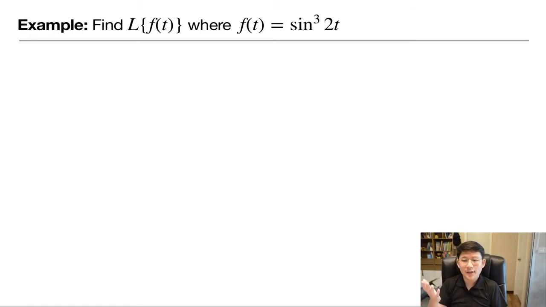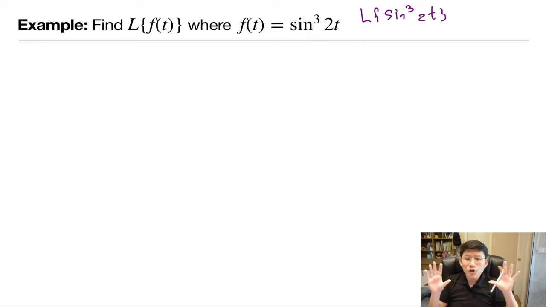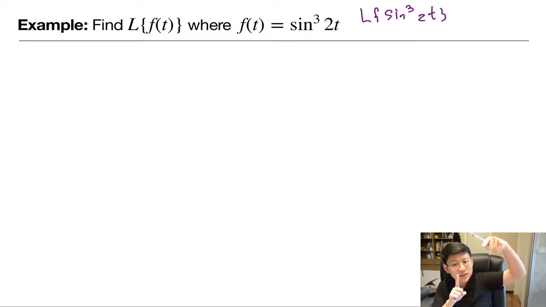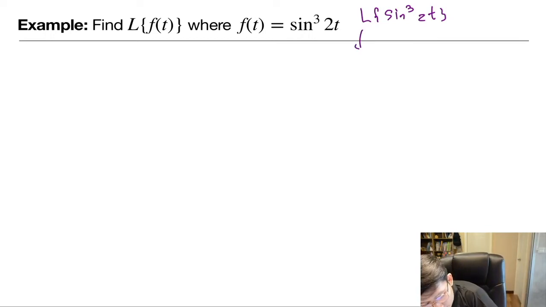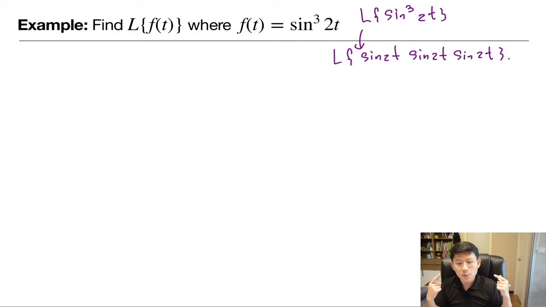Okay guys, let's try finding the Laplace transform of sin(2t) to the power of 3. You may notice that if you want to find the Laplace transform of sin cubed 2t, you don't have a formula for that. We have a formula for the Laplace transform of sin, but not sin to the power of 3. Here it's the same as sin 2t, sin 2t, and sin 2t, like that. It's the multiplication of sin 2t three times. So we don't actually have a formula for that, so we need to somehow use the properties of trigonometric functions.